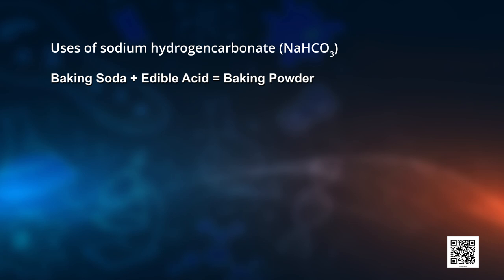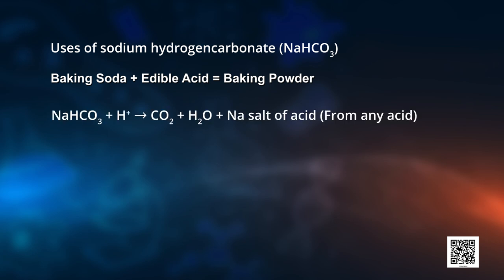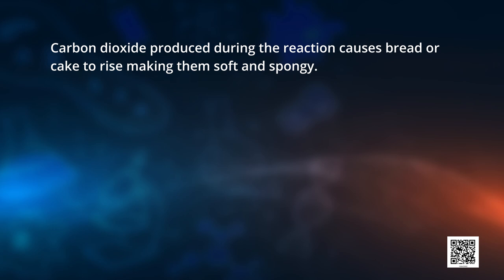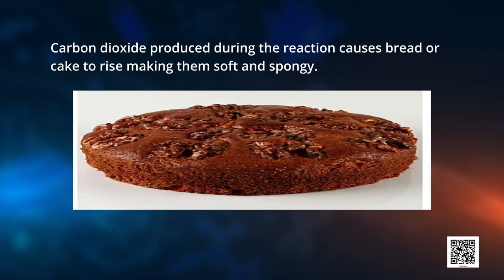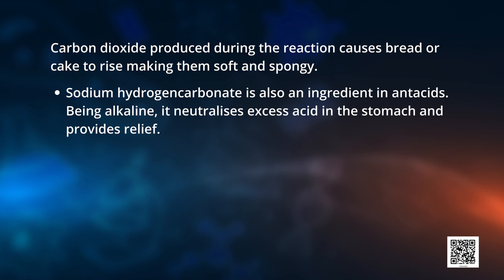When baking powder is heated or mixed in water, the following reaction takes place. Sodium hydrogen carbonate plus hydrogen ions. And from where do I get these hydrogen ions? We just said, from any edible acid like tartaric acid or citric acid. When these two are mixed together, they will produce carbon dioxide, water, and the sodium salt of the acid. And this carbon dioxide produced during the reaction causes the breads or cakes to rise and make them soft and spongy. The sodium hydrogen carbonate is also an ingredient in antacids.